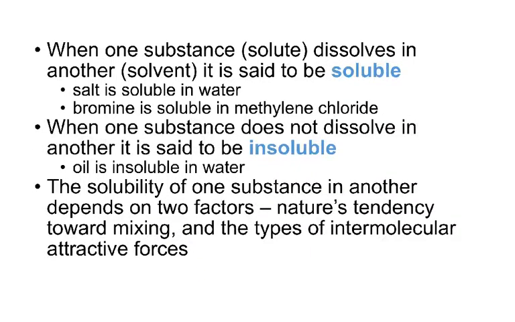Solubility is when one substance, the solute, dissolves in another substance, the solvent. When that doesn't happen, it's said to be insoluble. So an example is oil is insoluble in water. Back in Chem 103, we talked about a variety of insoluble salts that don't dissolve. Now, solubility is going to depend on two factors. The first is nature's tendency towards mixing, which we will talk about more in depth, and then the types of intermolecular attractive forces between the substances we're talking about.